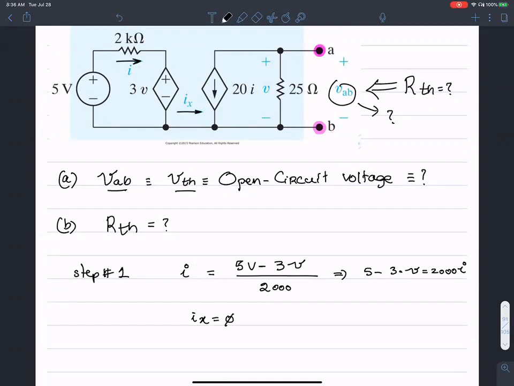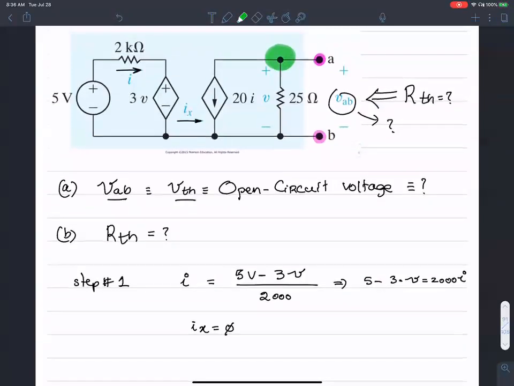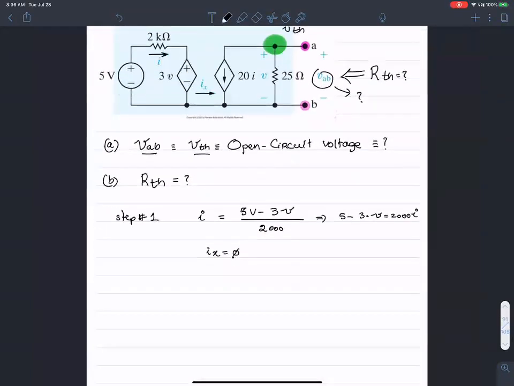Now the next step is to write KCL at node. Let me call this node VTH. So I want to write KCL at node VTH.